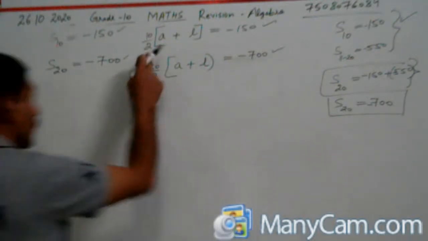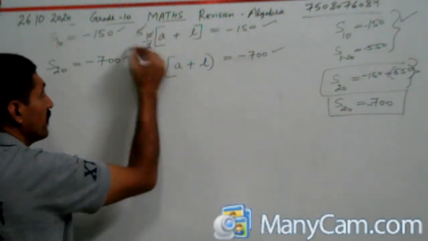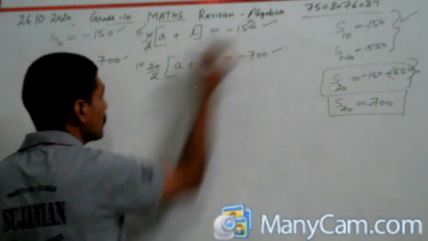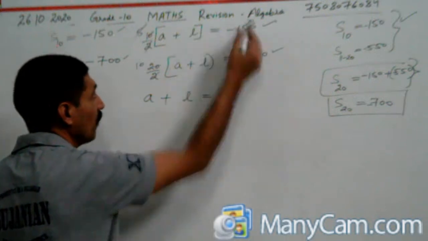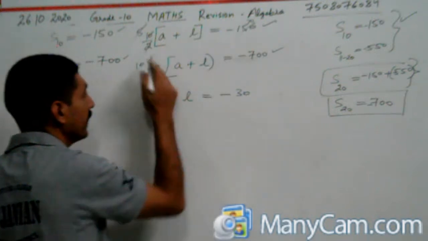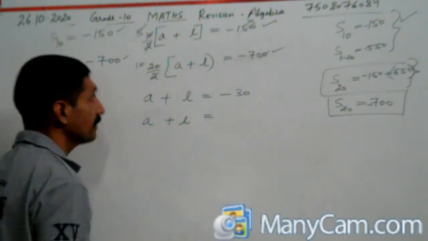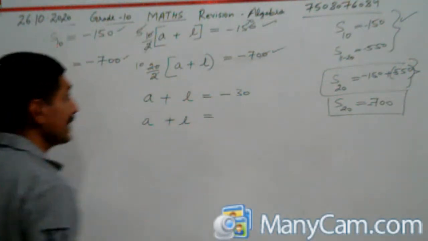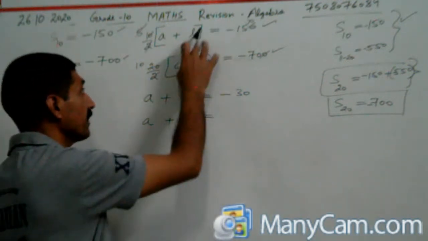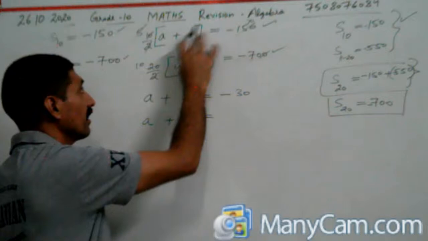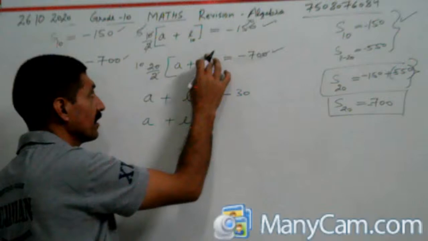So here when we solve, this is 5a and this is 10a. So we have the equation a plus l is equal to minus 30, and here a plus l. Right? Because AP is same, we are talking about the first AP, but here the difference is what? This is the 10th term of AP, that is last term when it is 10.